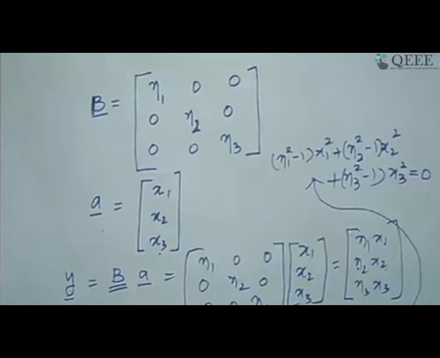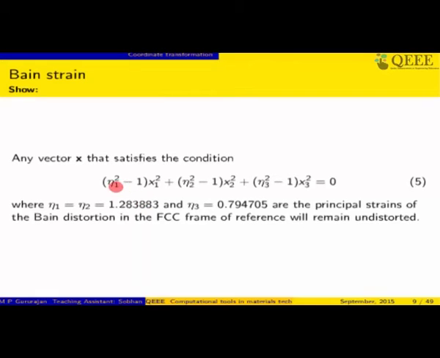Okay, so let's go back to the slide. This is exactly what I wanted you to prove, and we have proved it. So what do we get? We see that eta 1 squared minus 1 times x1 squared plus eta 2 squared minus 1 times x2 squared plus eta 3 squared minus 1 times x3 squared equals 0.